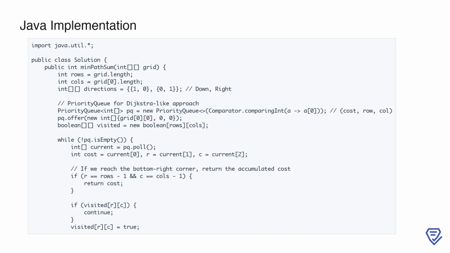We extract the cost and the row and column indices of the current cell. If we have reached the bottom right corner of the grid, we return the accumulated cost as the result. This is because reaching this cell signifies that we have found the minimum path sum. However, if the current cell has already been visited, we skip it to avoid redundant calculations. Otherwise, we mark it as visited and proceed with the algorithm.